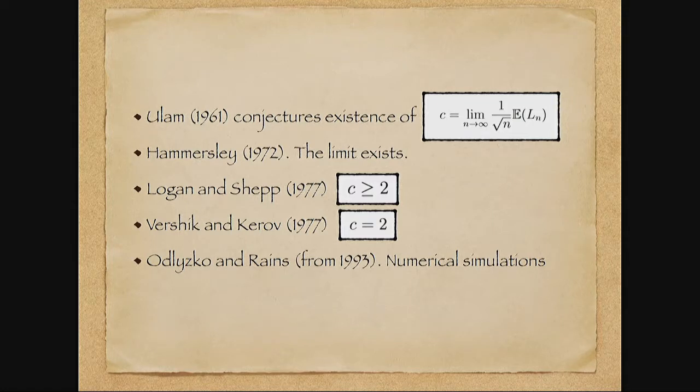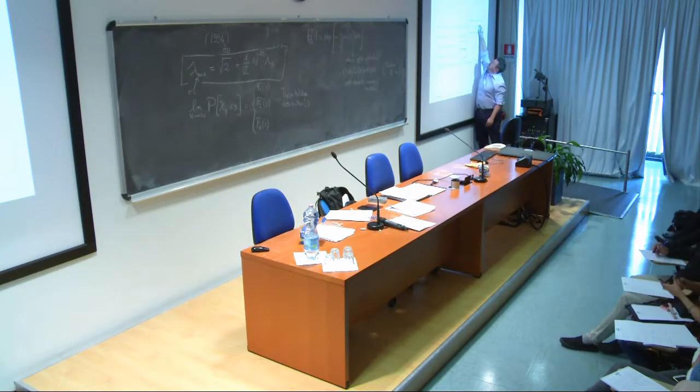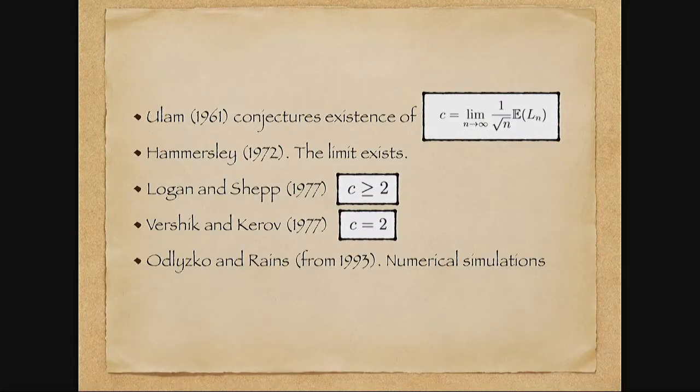So this problem, characterizing the distribution of this number, has a long history. So the expected length for a sequence of size n divided by root n. So it is expected that the expectation would grow with the square root of n. So this was conjectured by Ulam in 1961, and then since then there have been a lot of different results.